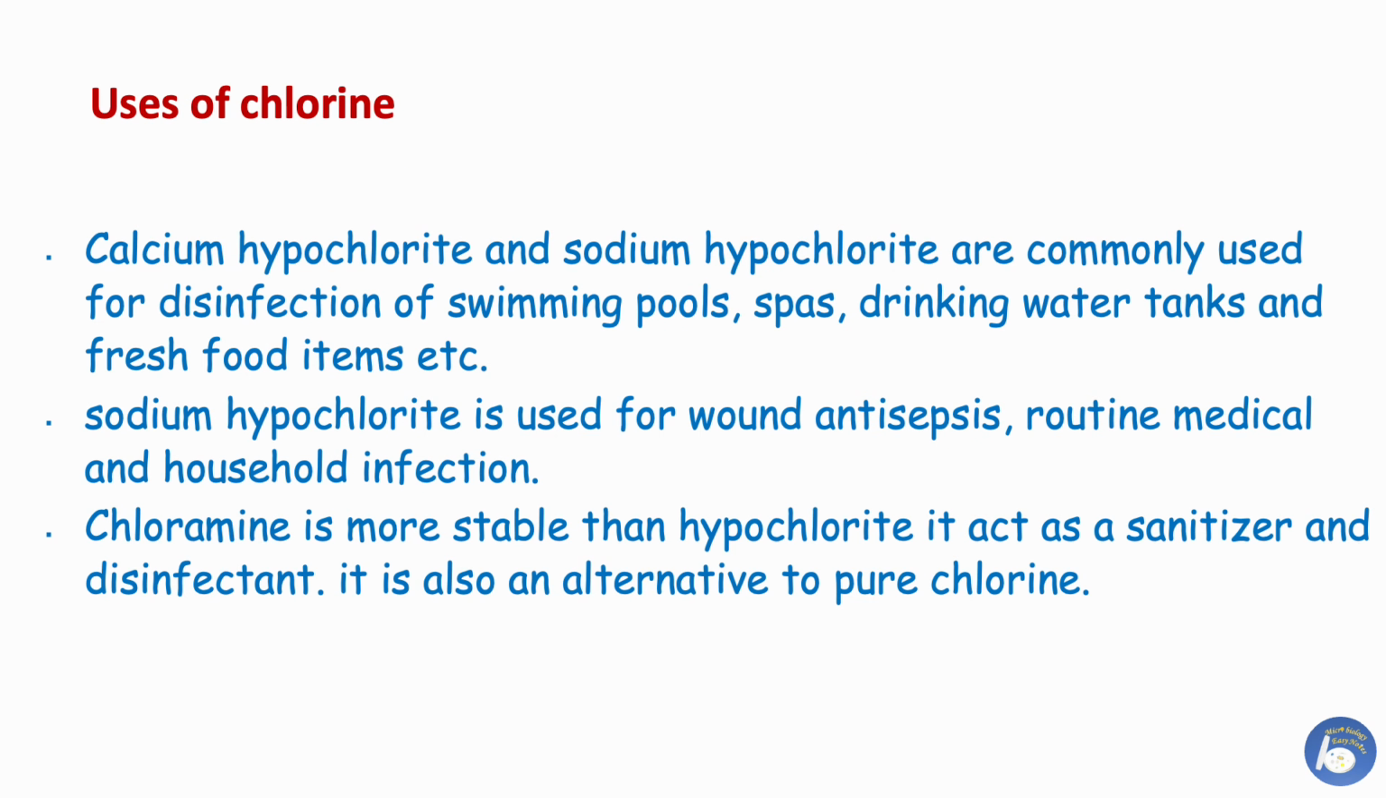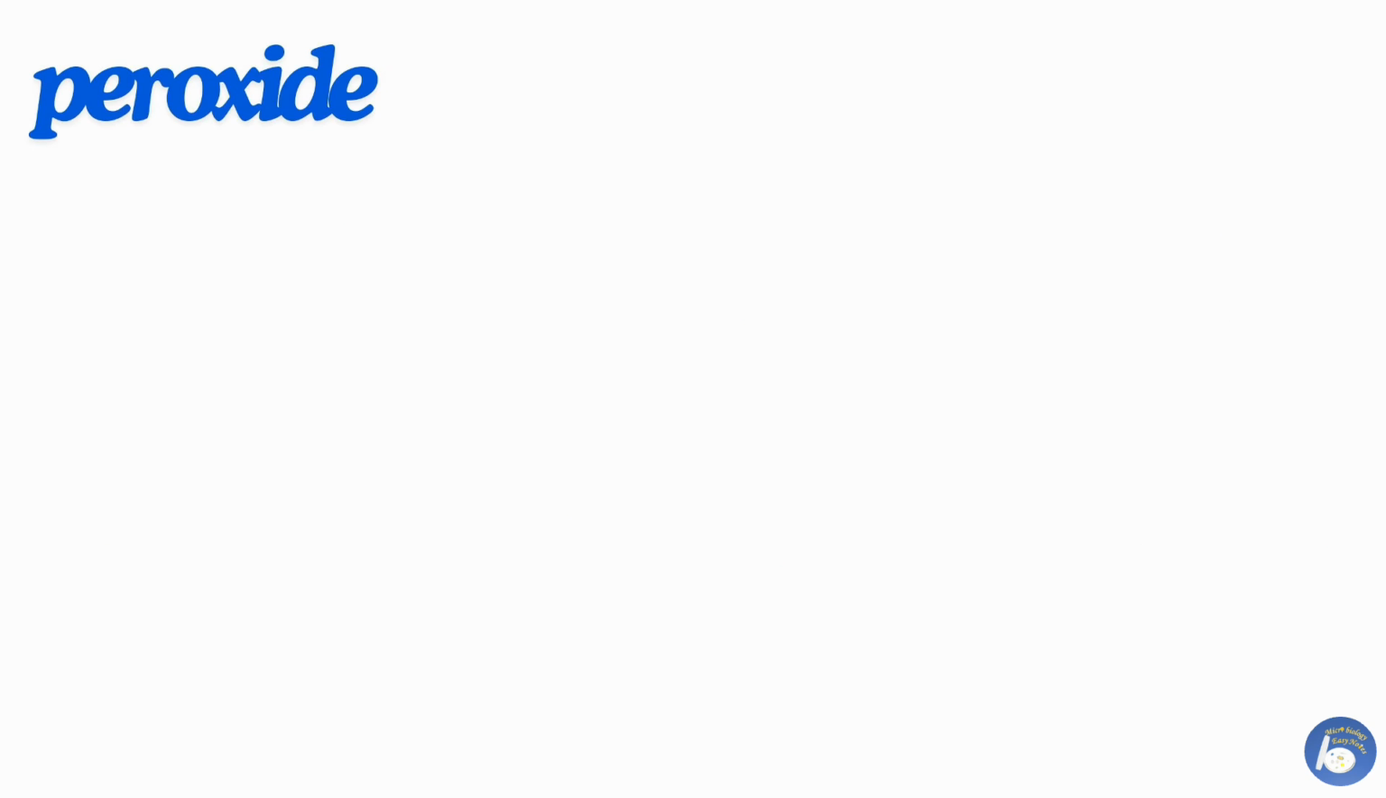Uses of chlorine. Calcium hypochlorite and sodium hypochlorite are commonly used for disinfection of swimming pools, spas, drinking water tanks, and fresh food items, etc. Sodium hypochlorite is used for wound antisepsis, routine medical and household disinfection. Chloramine is more stable than hypochlorite. It acts as a sanitizer and disinfectant. It is also an alternative to pure chlorine.